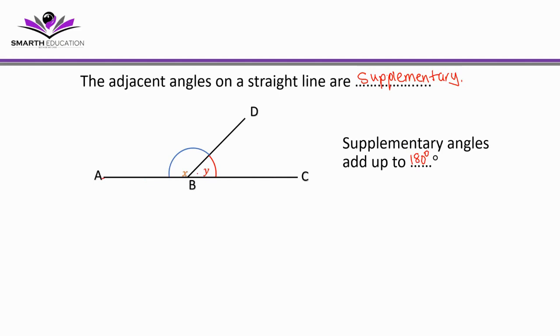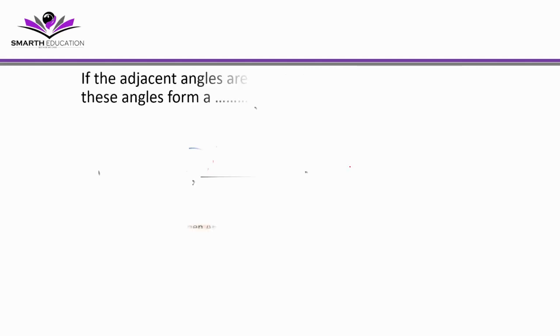ABC is a straight line, and then angle X and angle Y are adjacent angles. See that they are next to each other. They are separated by a common arm, the common arm BD. This is how we identify adjacent angles: they share a common arm. So X and Y are adjacent angles on a straight line, meaning that they are supplementary. They add up to 180 degrees.